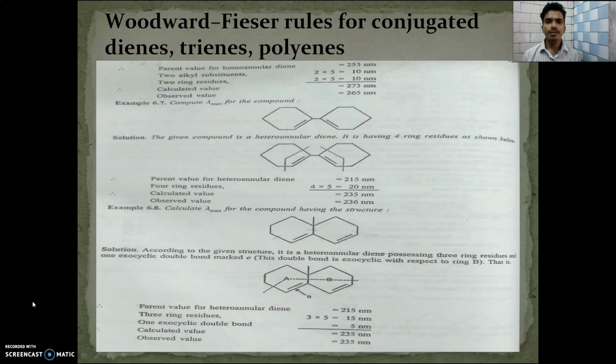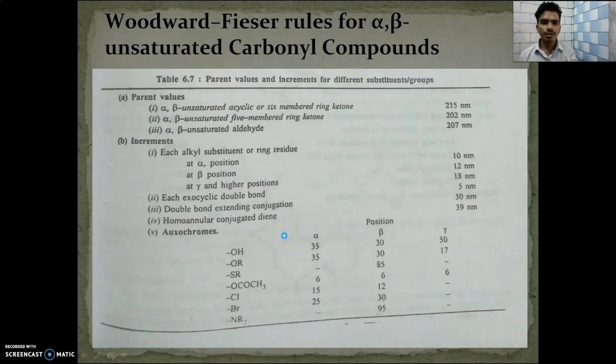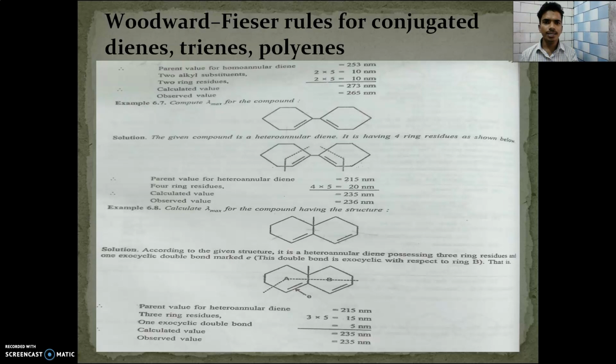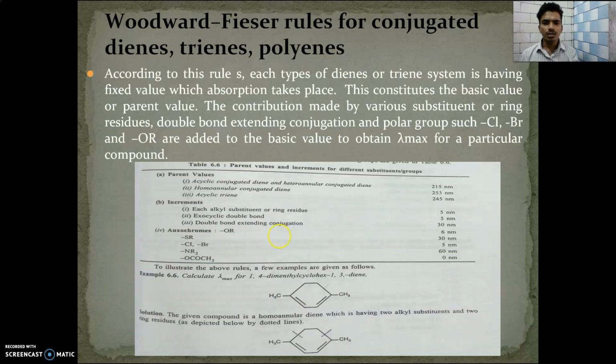We solve this equation specifically using the Woodward-Fieser rules, which apply to conjugated dienes, trienes and polyenes, according to the rule: the parent values for the homoannular diene, then the parent values for the heteroannular diene, like this. For example, the lambda max for the component here. Already we take into consideration the first example in this case.